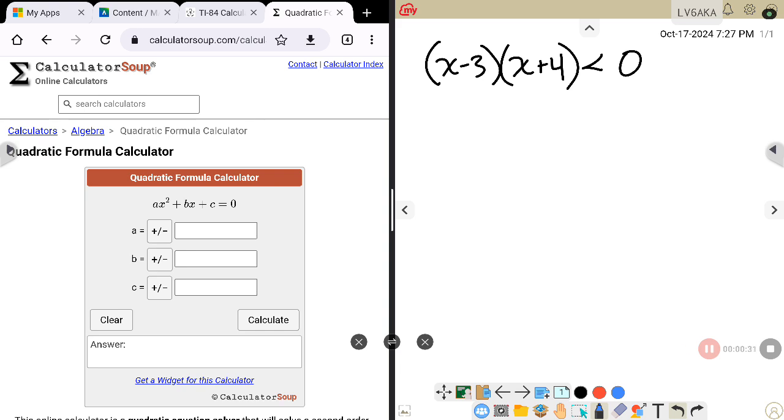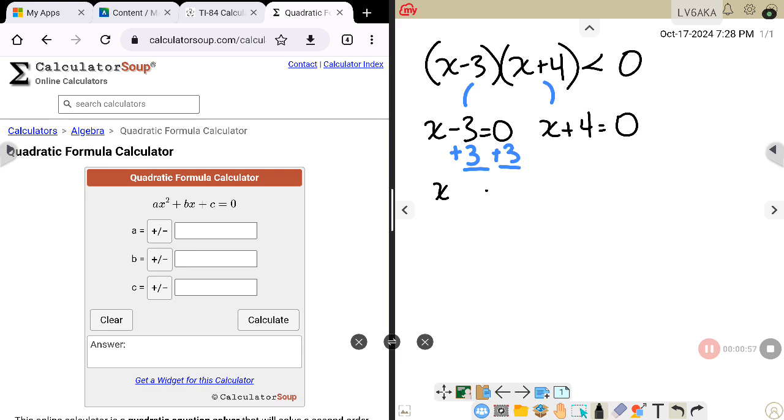Okay, but I don't want to do that because that's taking what we're going to be doing backwards. I want to see the factors so that I can get the zeros. So I have x minus 3, I'll set that equal to 0. X plus 4, I'll set that equal to 0. And then solve them for x. So if I add the 3's to both sides here, I have x equals 3. The other one, I'll subtract the 4 to get x equals negative 4.